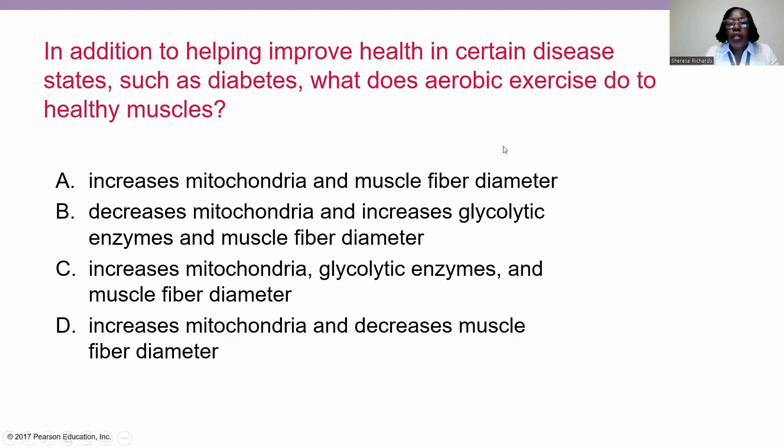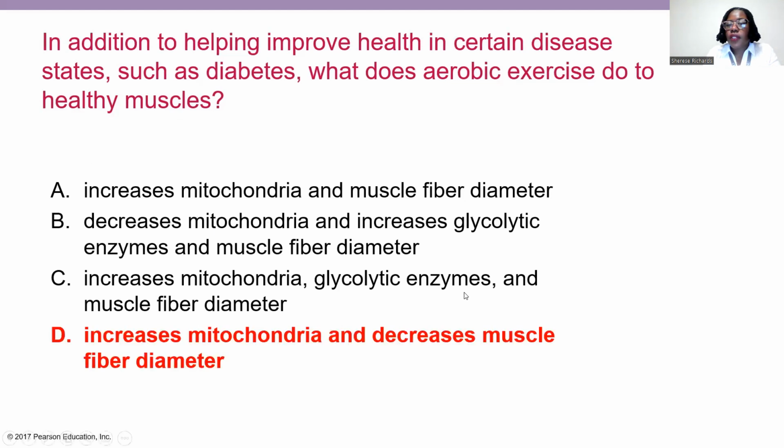In the nature of the word aerobic, we know that there's more reliance on oxygen. So decreasing mitochondria and then increasing glycolytic enzymes is the opposite. That would be for glycolytic muscles. C says increases mitochondria, glycolytic enzymes, and muscle fiber diameter. Again, the first feature and the last feature are conflicting. And then obviously glycolytic enzymes is also conflicting with mitochondria. And then D says increases mitochondria and decreases muscle fiber diameter. So D makes more sense, right?